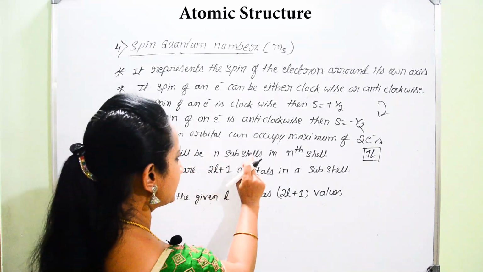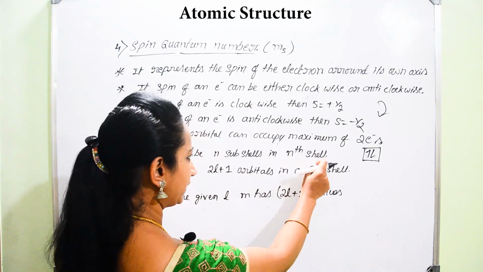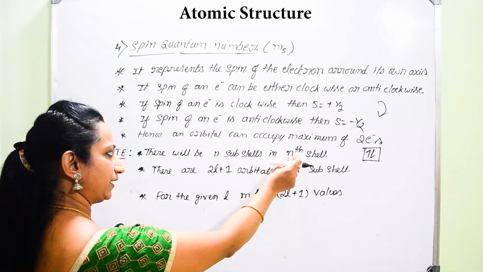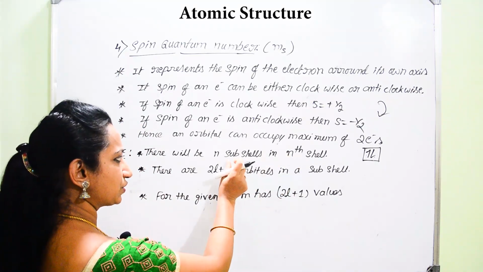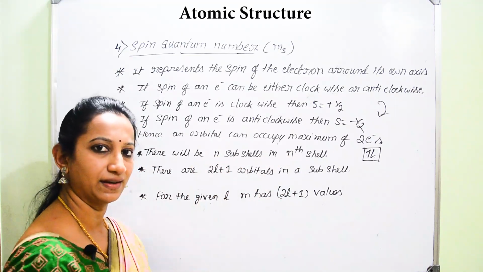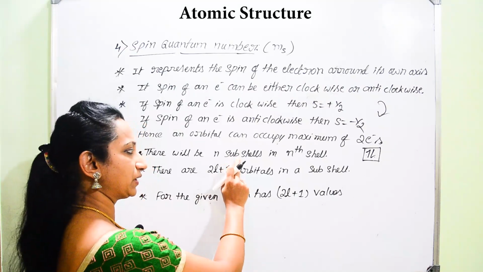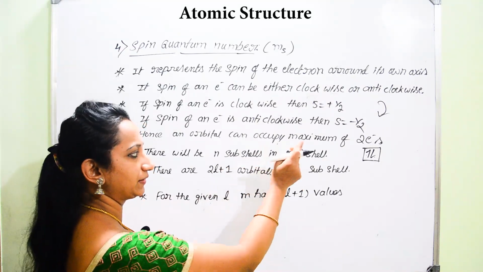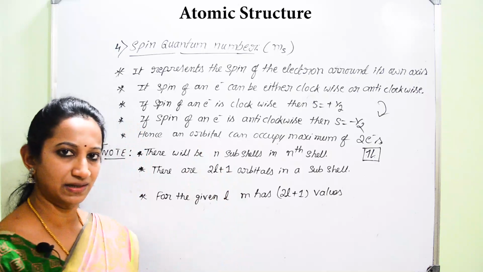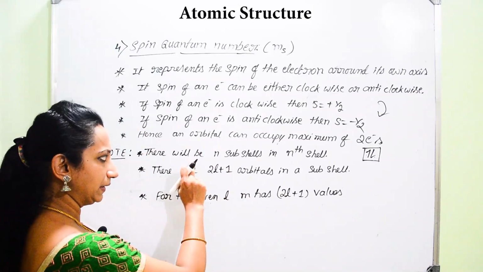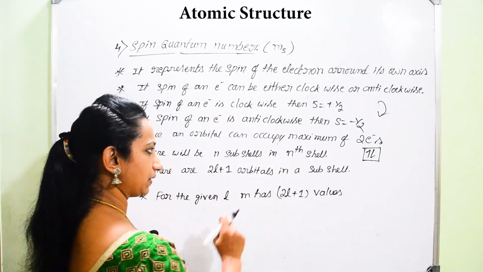There will be n subshells in n shell. When you take any n energy level, how many subshells will be there? There will be n subshells. In the first energy level there is 1 subshell, in the second energy level there are 2 subshells, in the third energy level there are 3 subshells. Like that we can mention there will be n subshells in n shell.